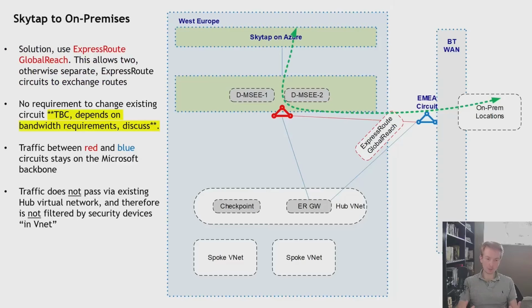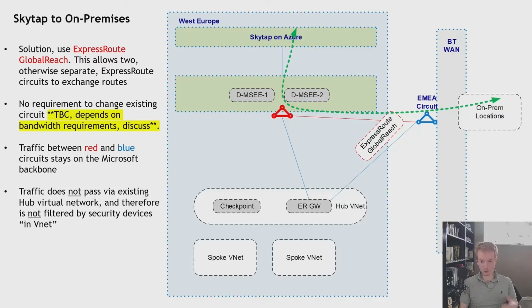So we need to change that behavior to let the red circuit and the blue circuit talk to each other so that Skytap can see on premises and vice versa. And we do that using a product that has a name in Azure. It's called ExpressRoute GlobalReach. ExpressRoute GlobalReach is not just used for Skytap, it's used for other Azure dedicated workloads such as Azure VMware Solutions, and it's also used for other customer requirements.